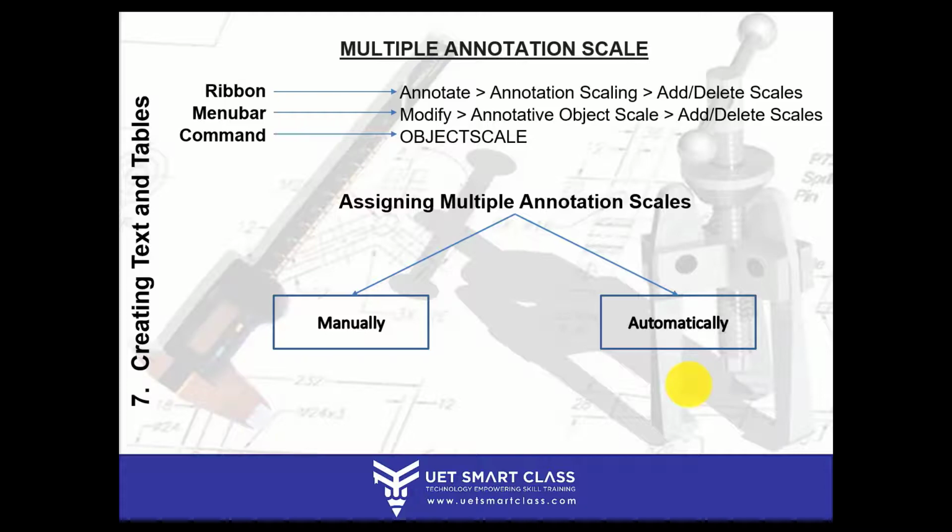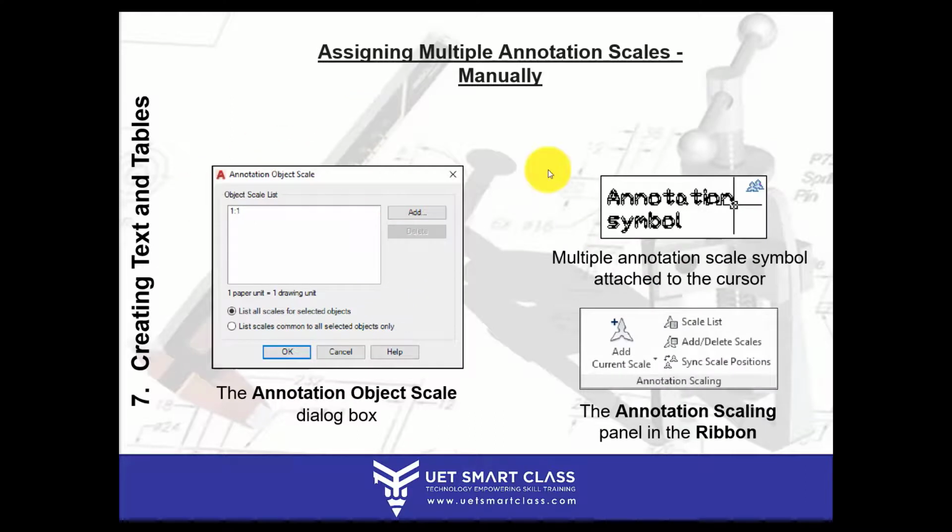So you do not have to make different layers for every object for different sizes. Okay, now how to assign manually? When you have an annotation object in your drawing, you can manually type the command OBJECTSCALE in your command line, and then invoke the add/delete scales tool. You can do that by using the annotation scaling panel in the ribbon.